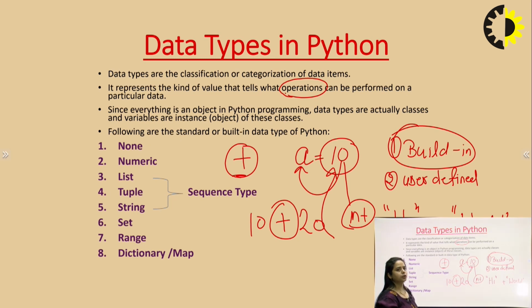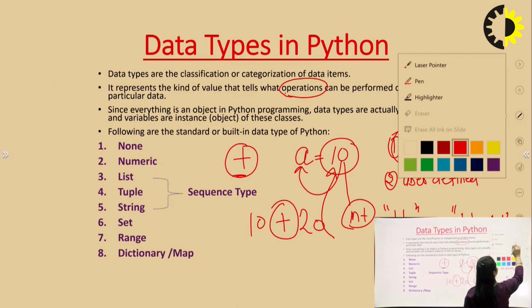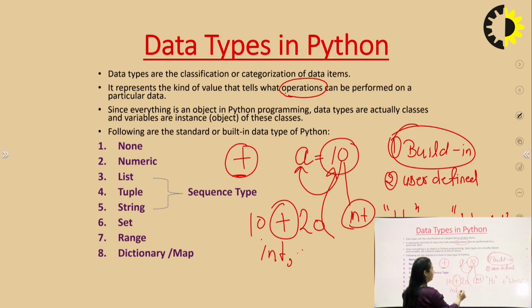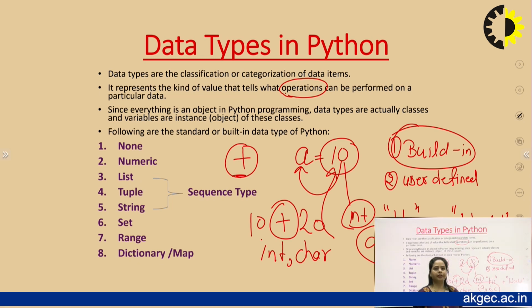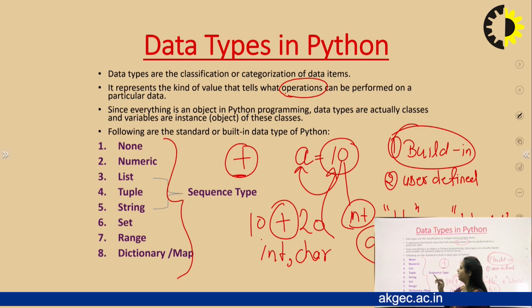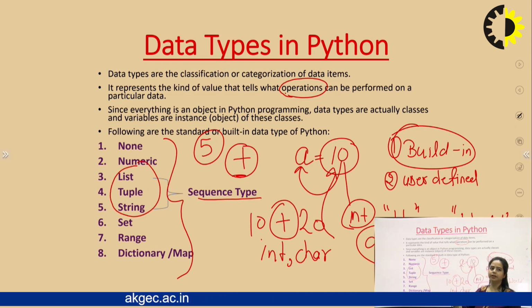Next, since everything is an object in the Python programming language, data types are actually classes and variables are the instances. So data types like int and char, which you have studied in first year, are classes, and the variables A, B, C are the instances of these classes. In Python, we have the following built-in data types. These eight are there. Somewhere you may see that we have five data types in Python. Why? Because some authors write these three data types as sequence type and further subdivide them into three classes: list, tuple and string. Let's discuss them one by one.